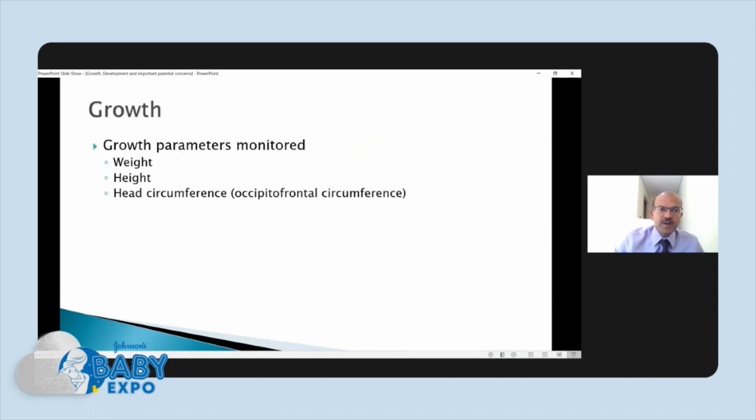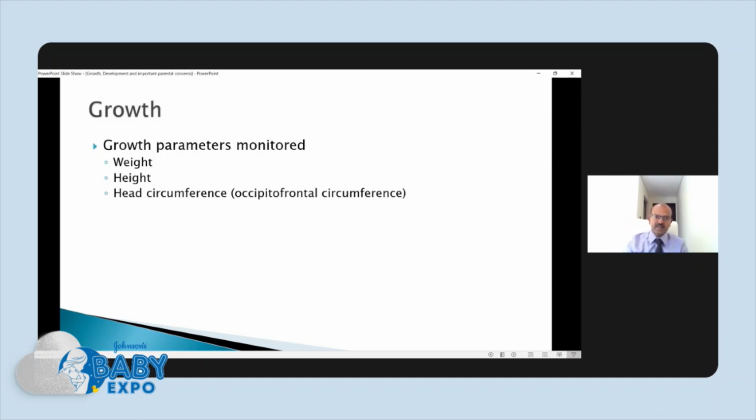So moving on to growth, all of you know what growth means. It's the physical development of the child. And we have growth parameters which we monitor at regular intervals. We have the weight and the height, which all of you are familiar with. And in the younger infants, we also monitor the head circumference. In medical terms, we call it the occipitofrontal circumference. The frontal is the front and the occiput is the back. So because the tape runs through, we call it the OFC or occipitofrontal circumference.